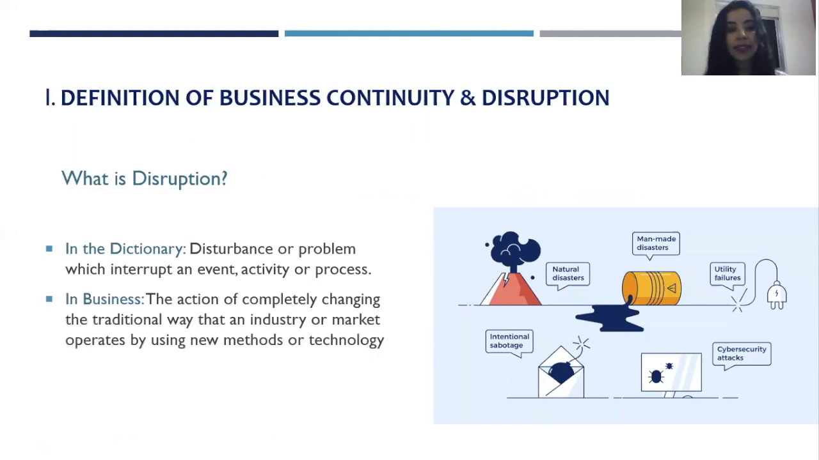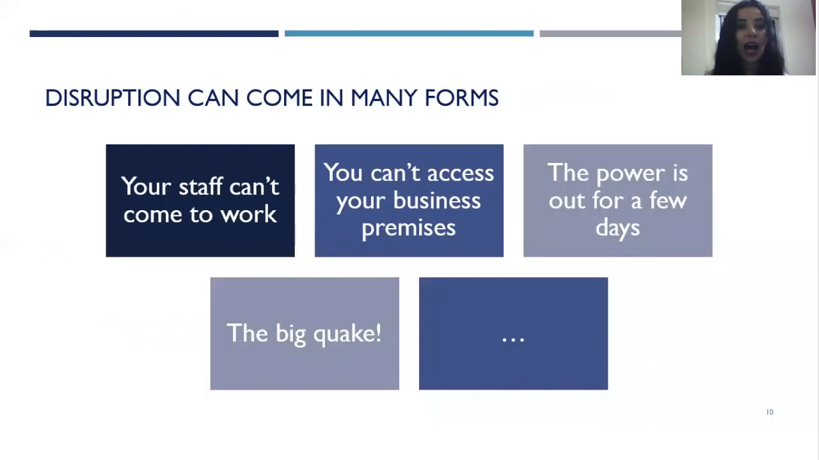In the business world, this is the action of completely changing the traditional way that an industry or market operates by using new methods or technology. When we talk about technology, here we are linking to the IT. As you can see in the picture, here are some types of disruption. Now, disruption can come in many forms. For example, your staff can't come to work if there's a civil war, for example, or due to the pandemic we are living in now. You can't access your business premises. The power is out for a few days. The big quake, God forbid, and so on.